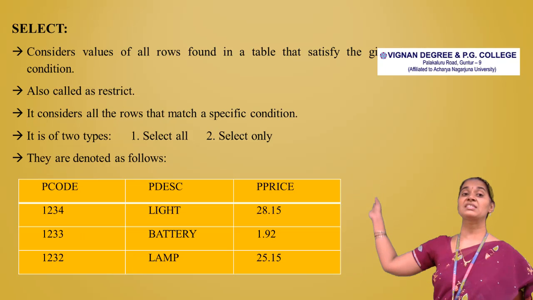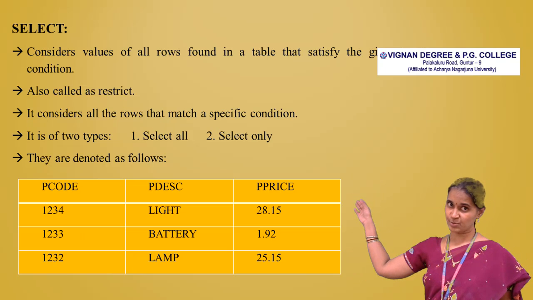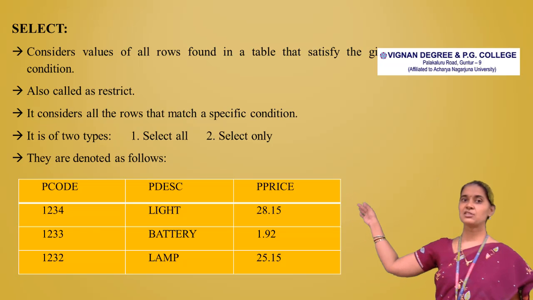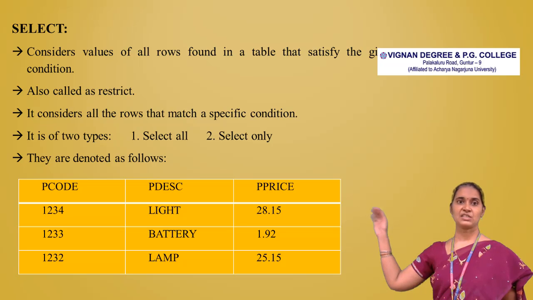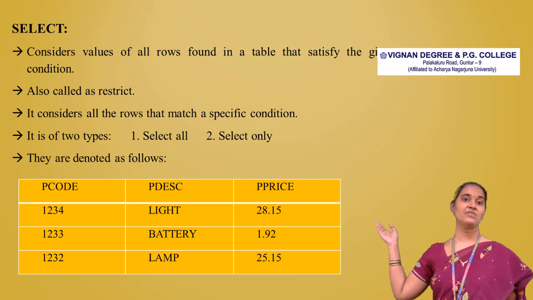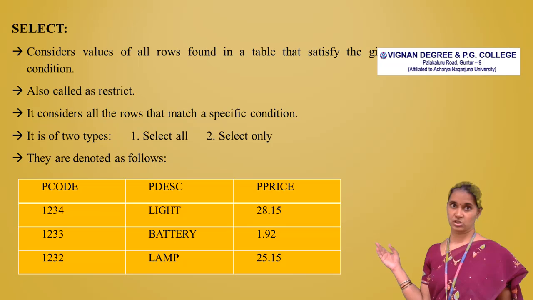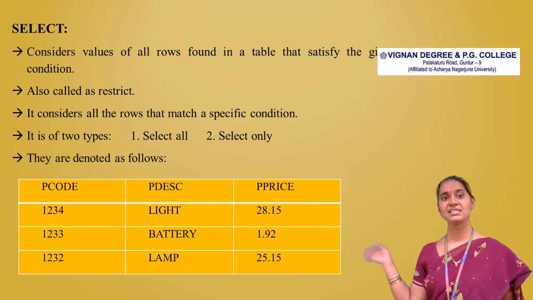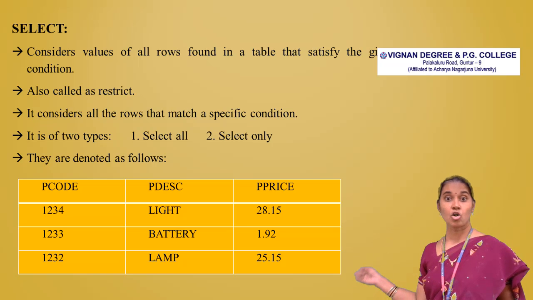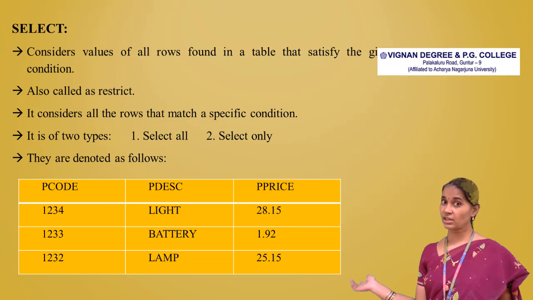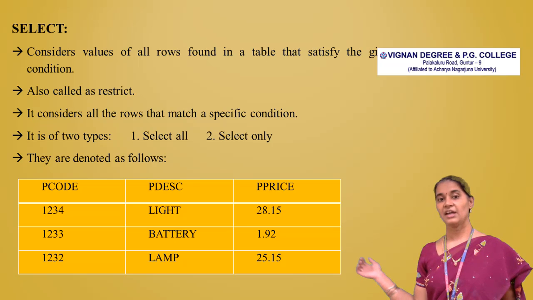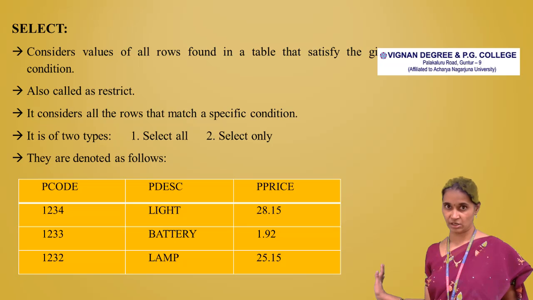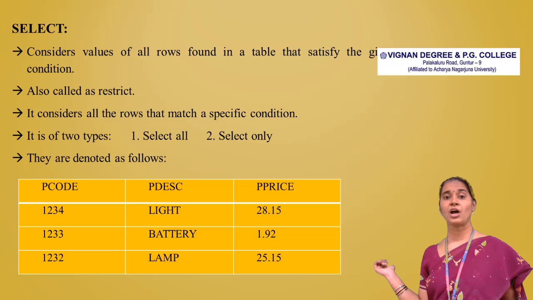After that, the next one is select. What is a select? As the name itself specifies, it is used to pick up the required information. It considers all the rows from the table that satisfy the given condition. Based upon the condition, it will give us the required information. It is also called restrict. It considers all the rows that match the condition. Based on the condition only we can get the rows. It is divided into 2 types, select all and select only.